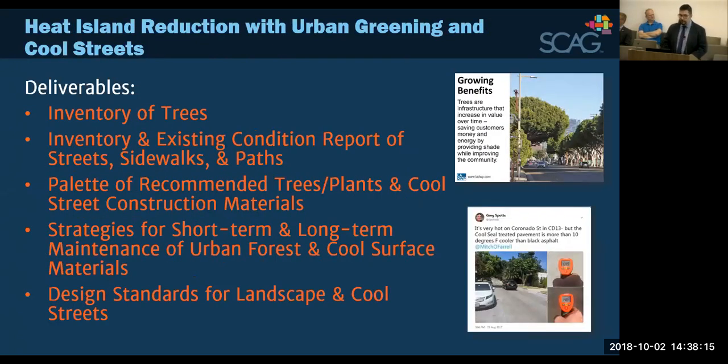Heat island reduction with urban greening and cool streets. This is under the Green Region Initiatives category. Inventory of trees, inventory of existing conditions report of streets, sidewalks, and paths, a palette of recommended trees, plants, and cool street construction materials, and strategies for short-term and long-term maintenance of urban forest and cool surface materials. If you look at the guidelines, it specifies a very specific size of the area that you're going to be covering, and so it's really about using green streets and urban greening to connect pedestrian access to transit facilities.